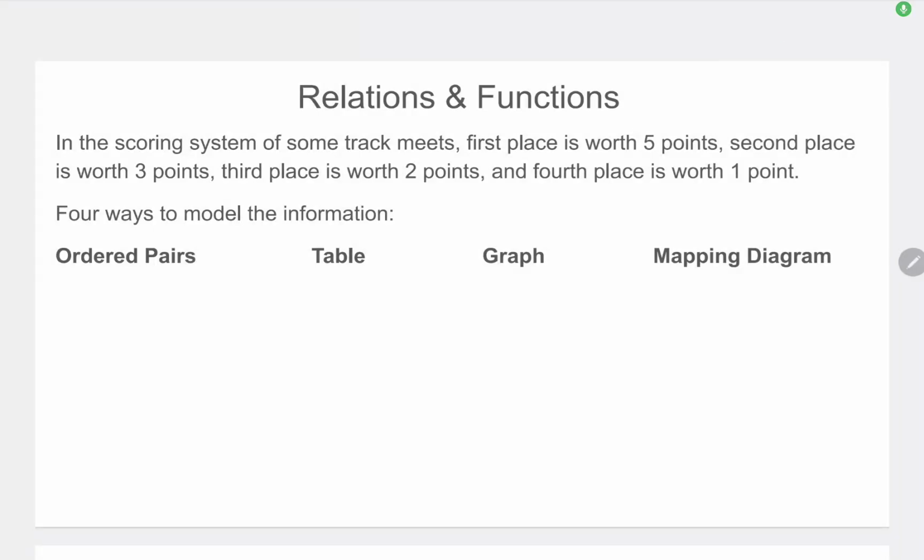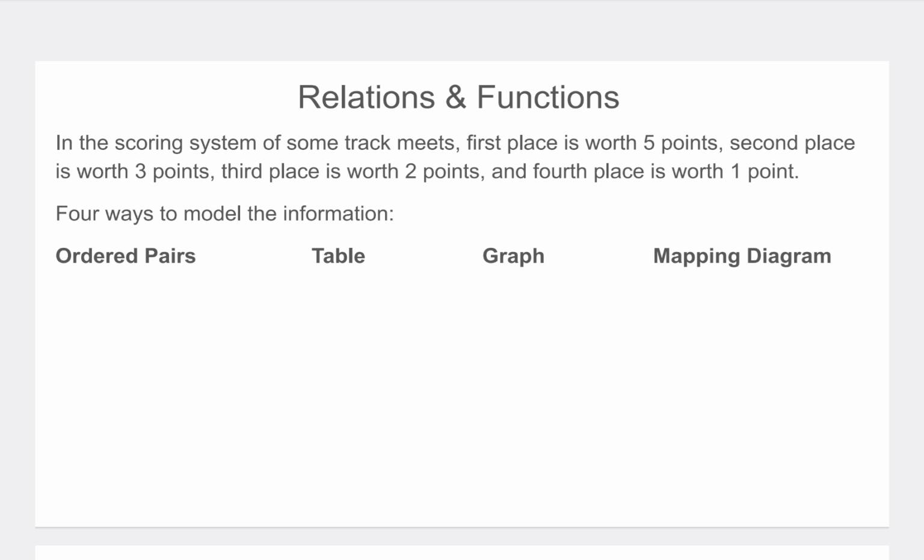Anytime we are relating more than one set of data, we call that a relation. Some relations are functions and some aren't. We'll talk about when a relation is a function and when it's not later. But first, let's look at this problem and see what the two sets of data that we're relating are.